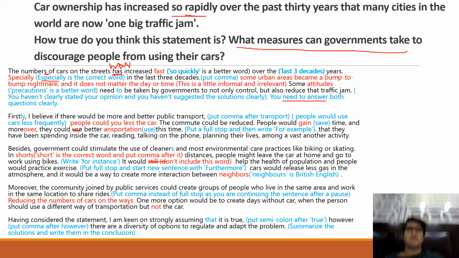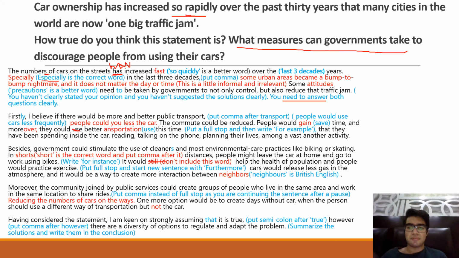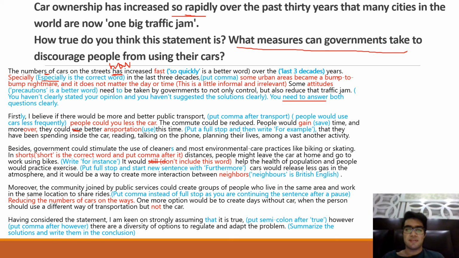Don't write too long sentences with commas because it becomes boring for the examiner. Put a full stop and then write "furthermore" or "moreover" or "in addition" or "besides". Put a comma and then begin and continue your sentence. Furthermore, you could have said, "Furthermore, comma, cars would release less gas in the atmosphere and it would be a way to create more interaction with neighbors." Okay, this spelling of neighbors is correct.